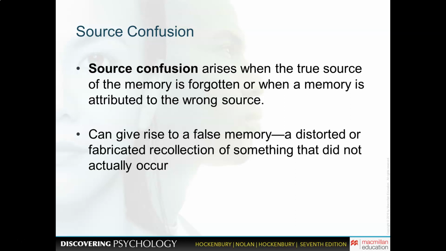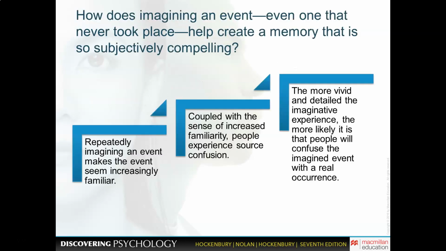Elaborate just a little bit. So as I mentioned, source confusion arises when the true source of the memory is forgotten, or when a memory is attributed to the wrong source. So that can result in false memories. Okay. All right. And definitely imagining an event, one that even never took place, can help create a memory. Okay, so that is very important to know, to understand, and to remember.